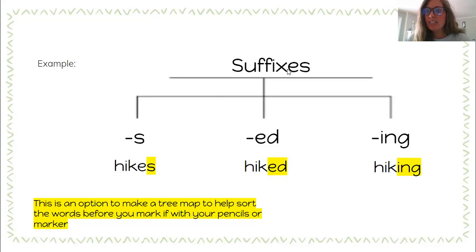And at the top, you'd say suffixes, or you could say cycle 18 words, whatever you feel like it. And you're going to sort your words. So if your word ends with an S, you're going to write it here. If the word ends in ED, you're going to write it here. Or if it ends in ING, you're going to write it here.